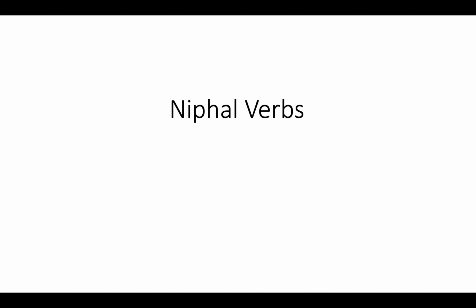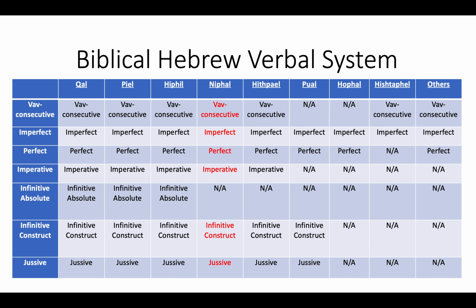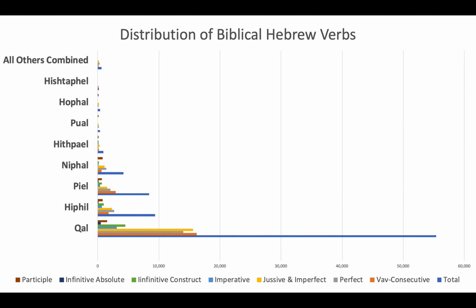Final topic, Niphal verbs. So here's the Niphal column. Niphal, just like Hiphil, Piel, and Qal, have wayyiqtols, imperfects, perfects, imperatives. No infinitives absolute in the Niphal. And apparently there are some jussives in the Niphal. But now we're getting to verbs that aren't super rare, but much rarer than your more mainstream Piel, Hiphil, and very mainstream Qal verbs. So not nearly as common, but they do show up.